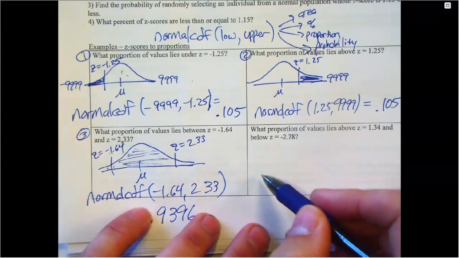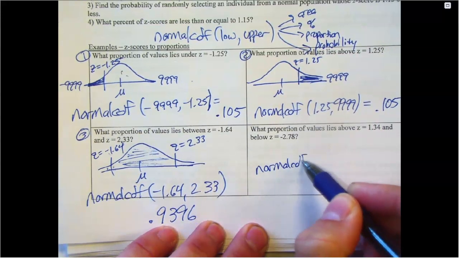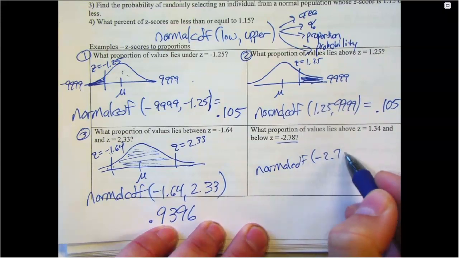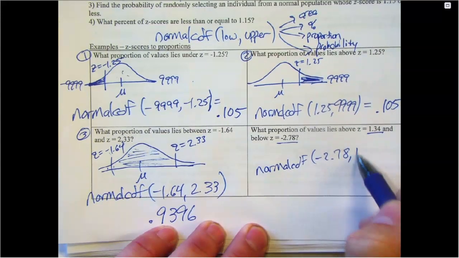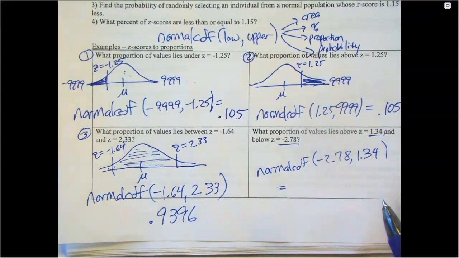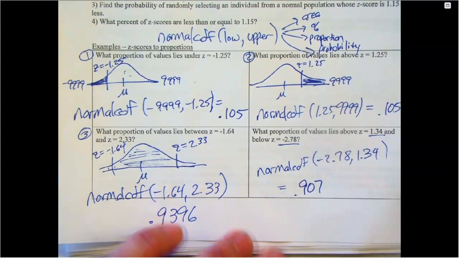And then 4, I'm a little sick of drawing. Hopefully it's okay if I stop. But that would be my left hand or my lower boundary, and that would be my right hand or my upper boundary. Did you get 0.907?